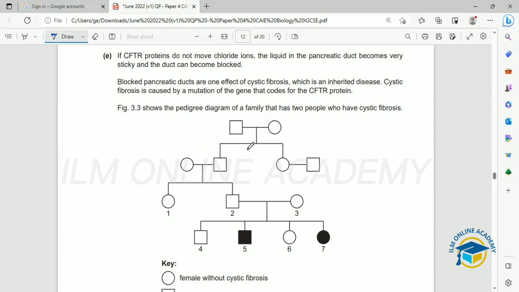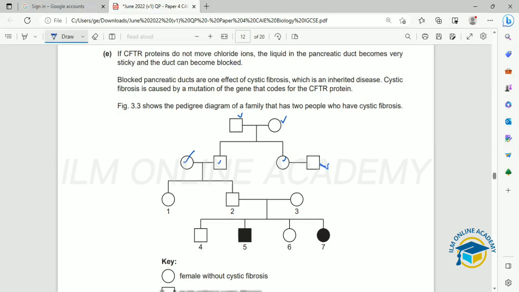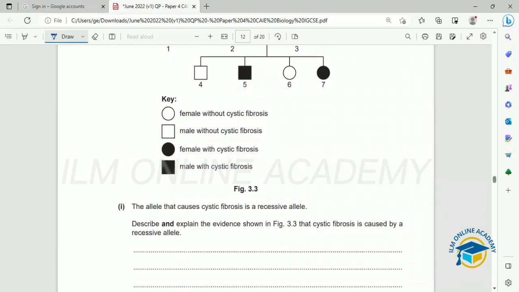Okay, so now there is a pedigree diagram that you can see, and in this, two people have cystic fibrosis. It starts from here: the female does not have cystic fibrosis, the male does not have cystic fibrosis. In the next generation, the female and male don't have cystic fibrosis, and their spouses do not have it either. In the next generation, labelled 1, 2, the female does not have it, the male does not have it, and the third also does not have cystic fibrosis. Later on in the kids, the fourth does not have it, the male does not have it, but 5 has cystic fibrosis, and 6, a female, does not have it, but 7 has cystic fibrosis. Now, the allele that causes cystic fibrosis is a recessive allele.